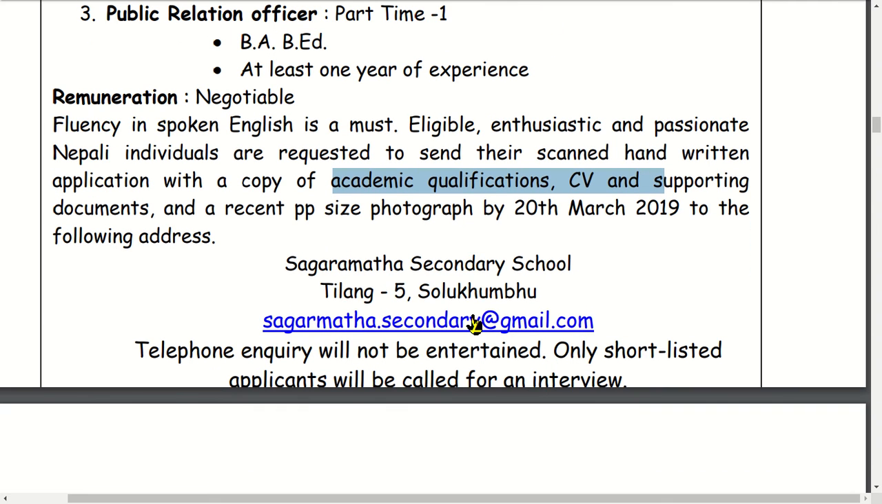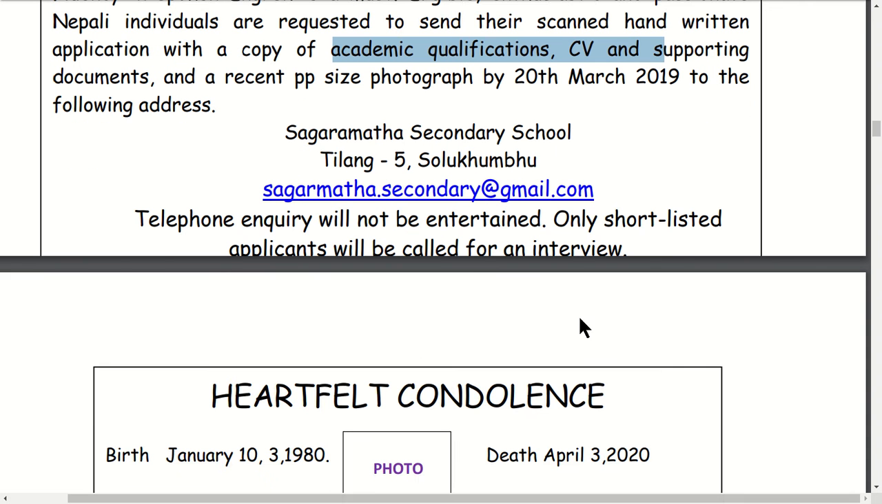Okay, what is the address? Where should the applicant send his or her application? Sagarmatha Secondary School, this is the name. Another one, Solukhumbu, this is Tilanga, Solukhumbu. This is the email; you can also send the application by email. Telephone inquiry will not be entertained. Telephone means you are not entertained.